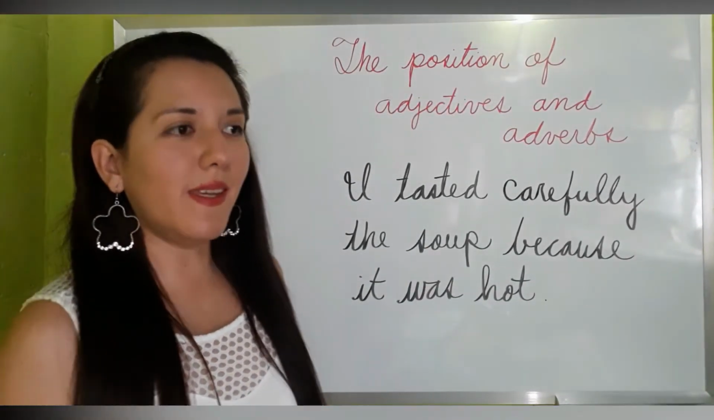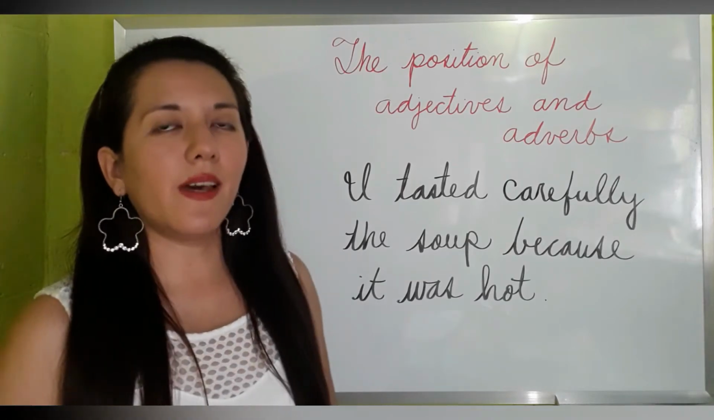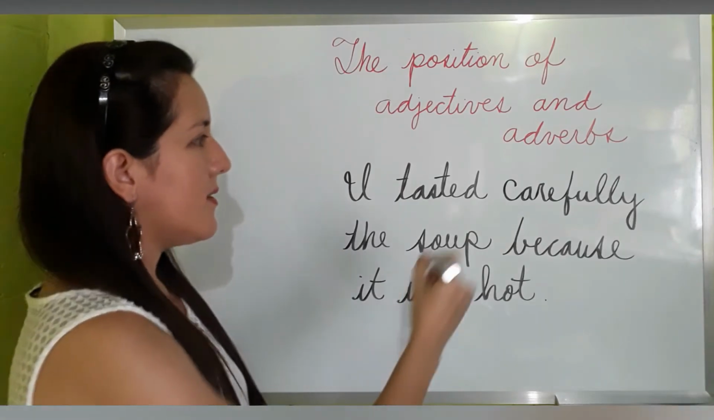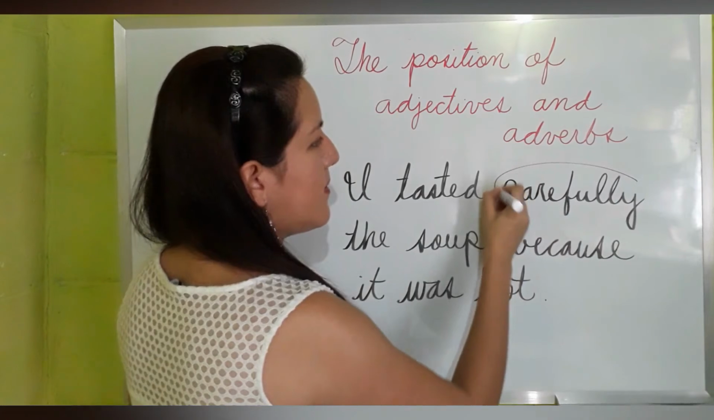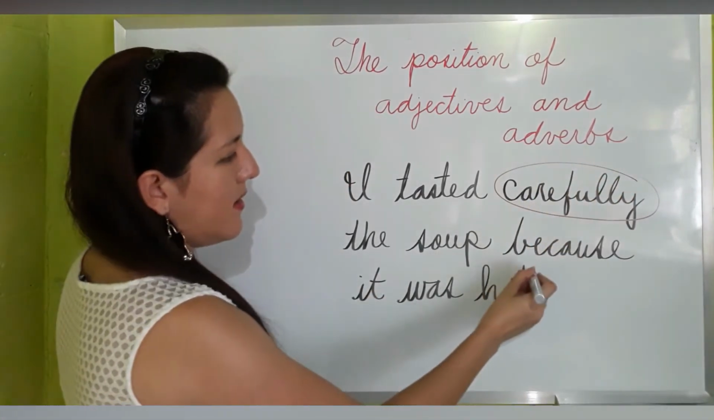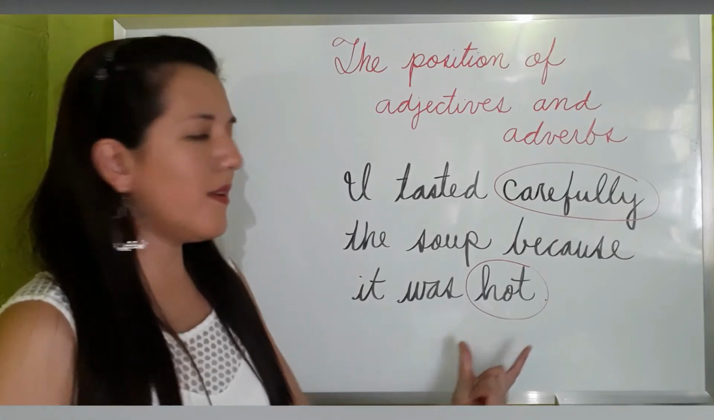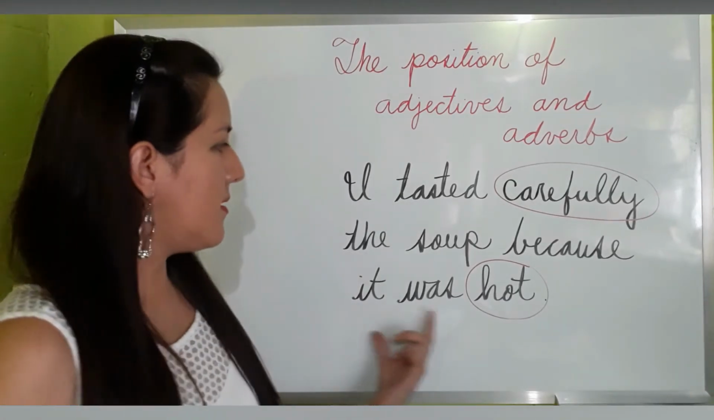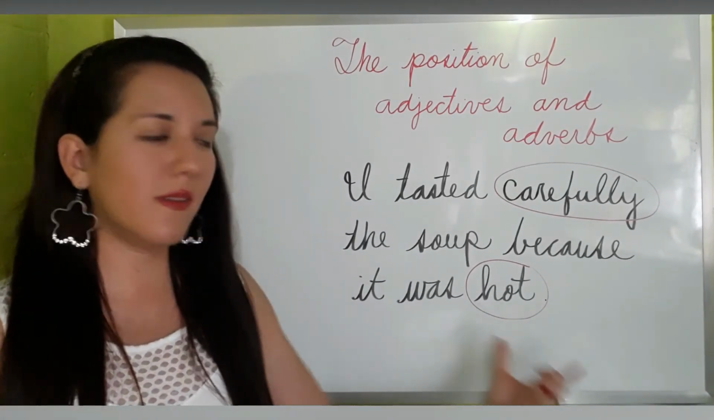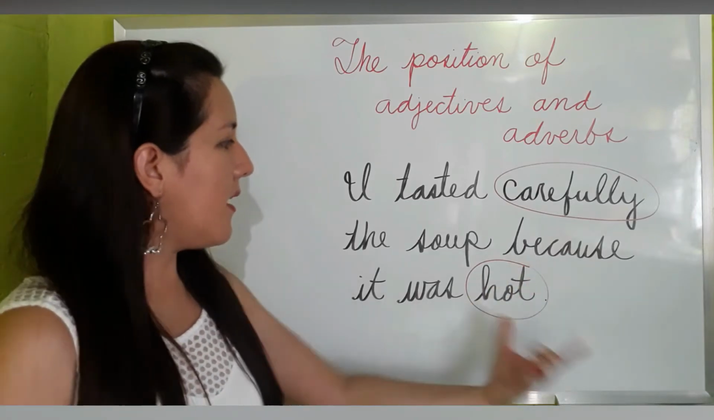Another sentence here. First, let's identify the adverb and the adjective. So I know carefully is going to be the adverb, and then hot is going to be the adjective. We see that the adjective is in the correct position. It's part of the complement. It's the predicate. It was hot.